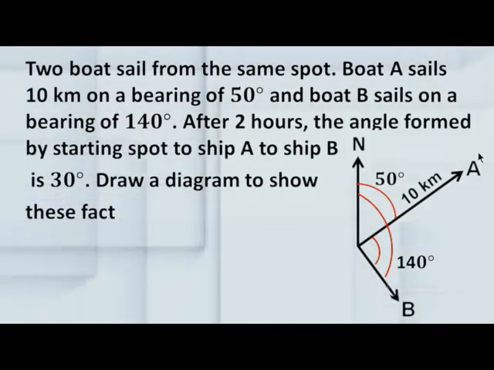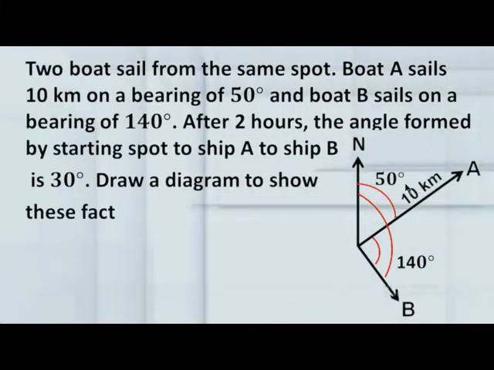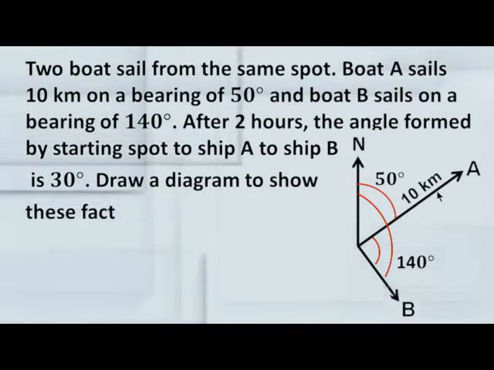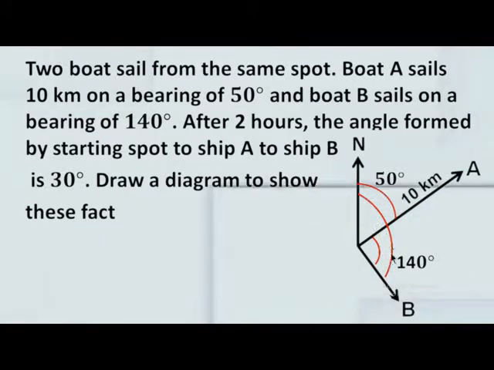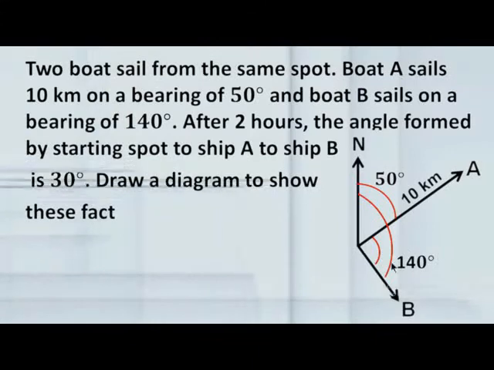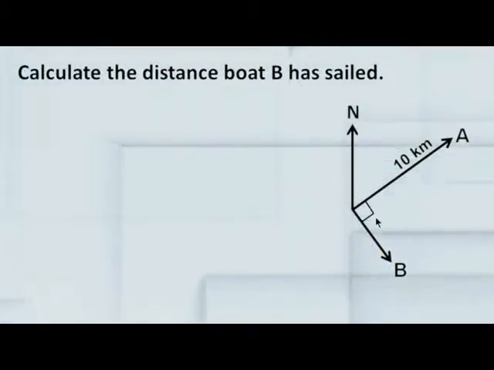Okay, for boat A, we know that the bearing is 50 degrees. This is 50 degrees from the north in anti-clockwise and 10 kilometers. Boat B is a 140 degree bearing. This is 140 degrees. So as you know, the angle between A and B is 90 degrees. Why is it 90 degrees? Because it comes from 140 subtracted by 50. So this angle equals 90 degrees.